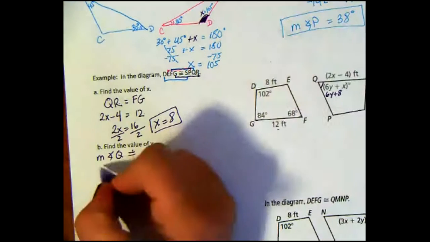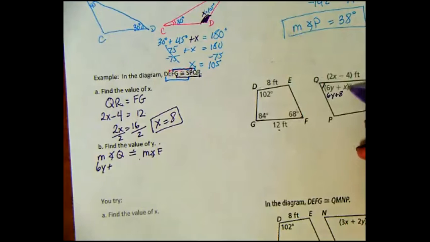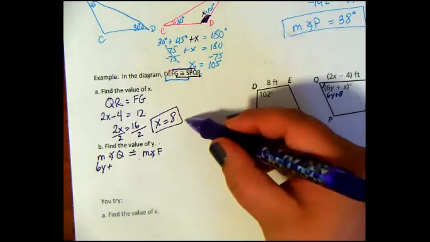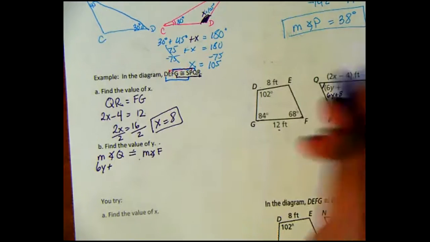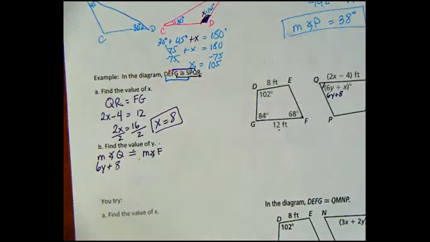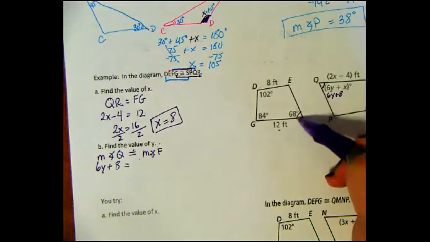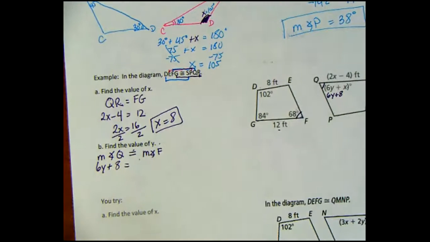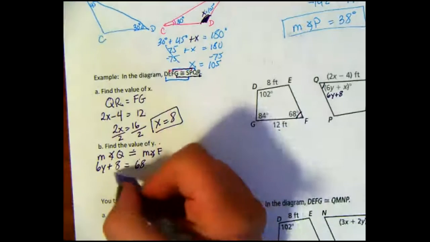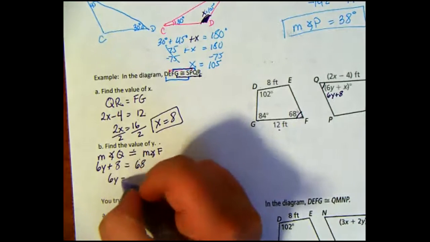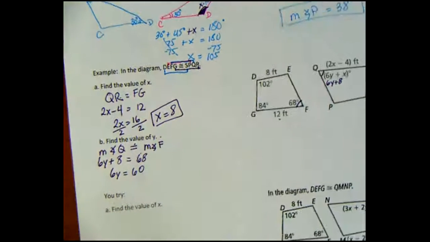So that means I can take this 6y plus x, and you can plug in the 8, or you can use the 8 already. Are we all clear on how this 8 got here? We found that x is equal to 8, so I just substituted in the 8 for x. So I have 6y plus 8 is equal to the measure of angle F right here, which is 68 degrees. And now I'm going to solve this. Subtract 8 on both sides. I will get 6y is equal to 60. Divide by 6 on both sides. I get y is equal to 10. And there's my y.